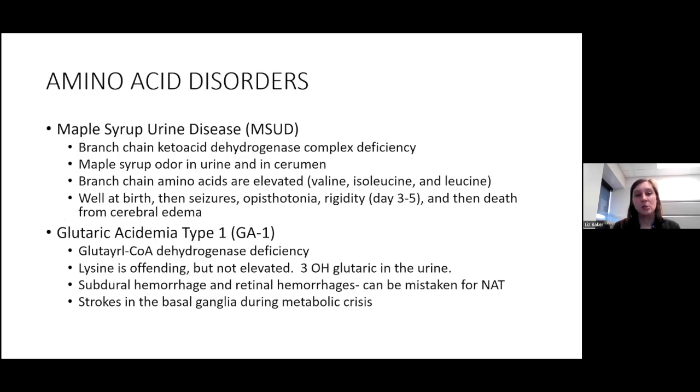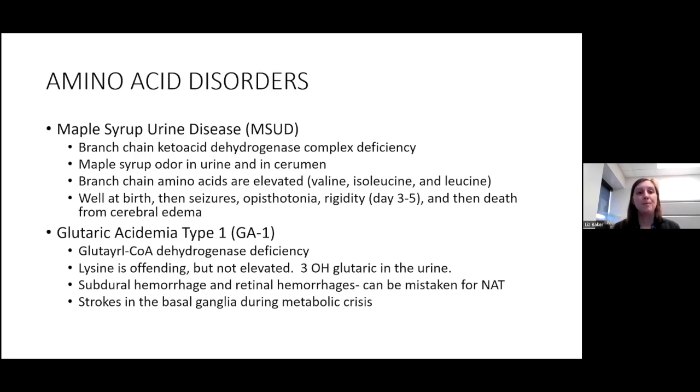Some other amino acid disorders is maple syrup urine disease or MSUD. That is branched chain keto acid dehydrogenase complex deficiency. So that's the first step in the branched chain amino acids being broken down appropriately. Your valine, isoleucine, and leucine are elevated. They have the specific smell of maple syrup in their urine and cerumen, just like the name says. They present at birth. Then they'll have seizures, opisthotonus, which is basically rigidity overall, and then rigidity at day 3 to 5, and then death from cerebral edema.